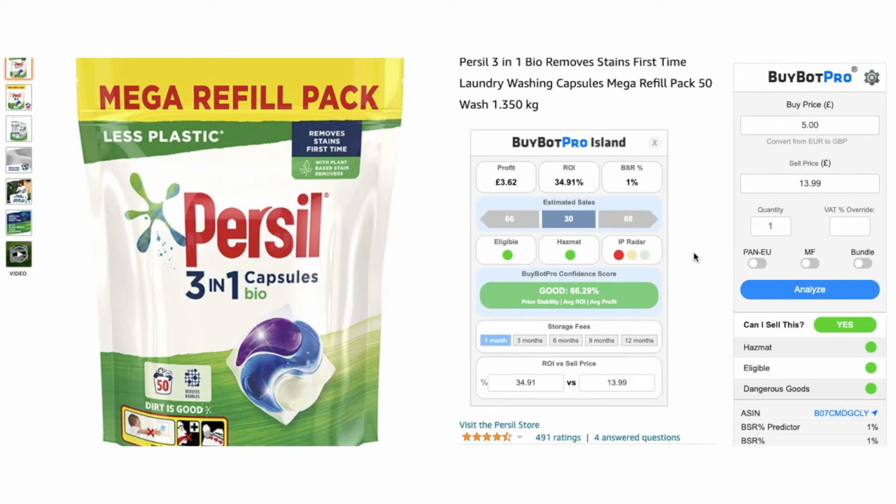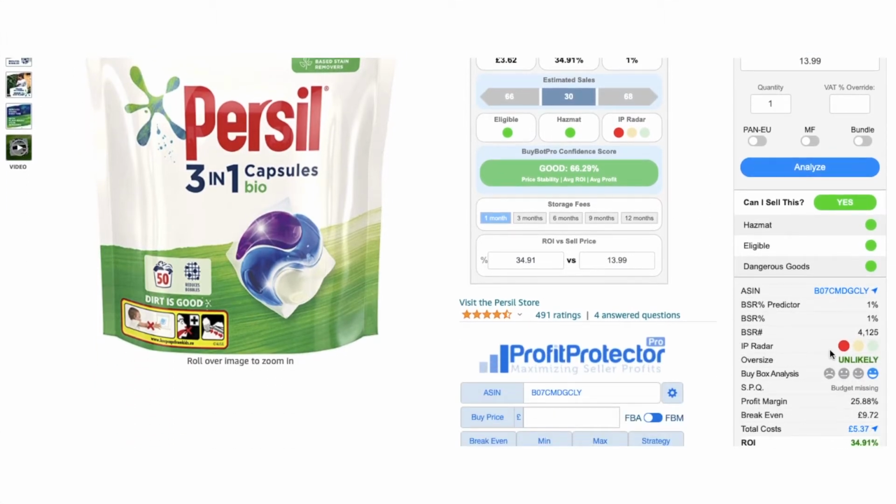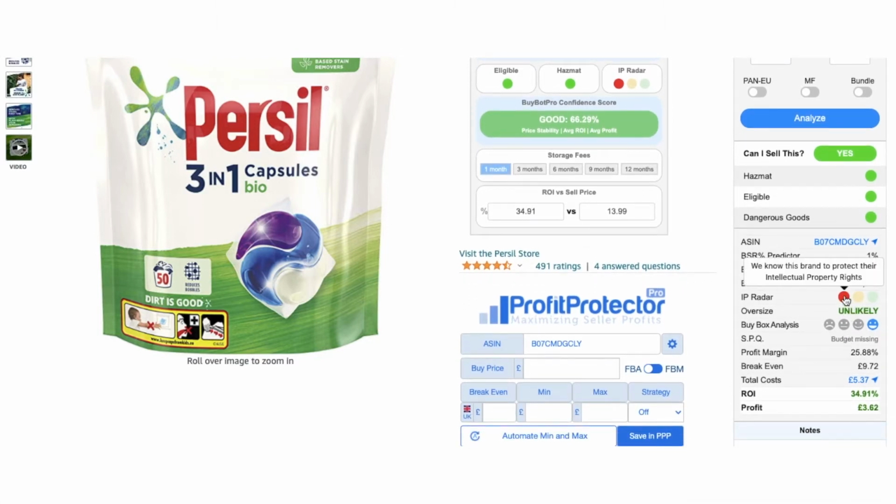Basically, do not sell this product unless you are willing to take the risk. That's what the red means, okay? No beating around the bush. BuyBotPro will then warn you again down here, just so that you know, if you're getting tempted, it will remind you again, we know this brand protect their intellectual property rights.